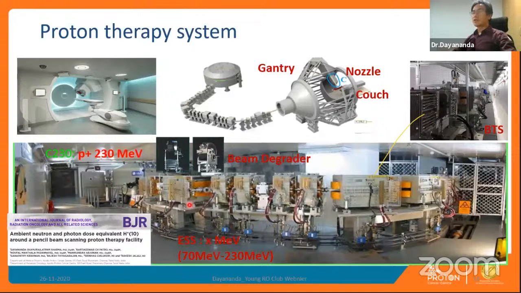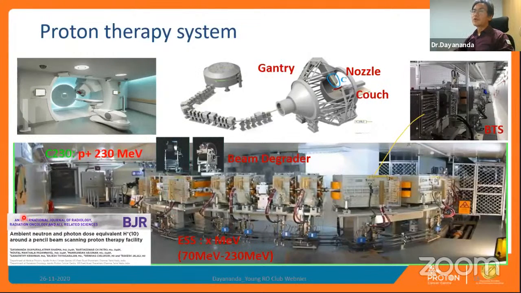The protons coming out of the cyclotron are intentionally degraded by using a beam degrader shown over here. It is something like wedges. By using different thicknesses of the wedges, you can attenuate the proton beam at different levels. If you want a low energy beam, then you have to insert a thicker portion of this degrader. By doing that, as I said, it produces a lot of neutrons and gammas.